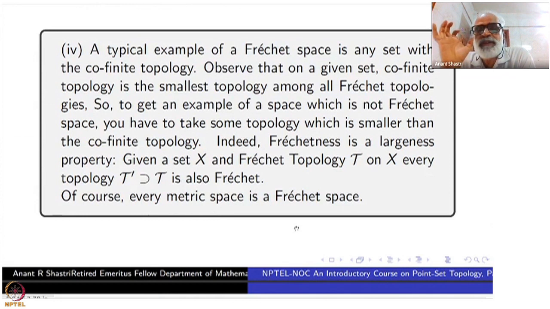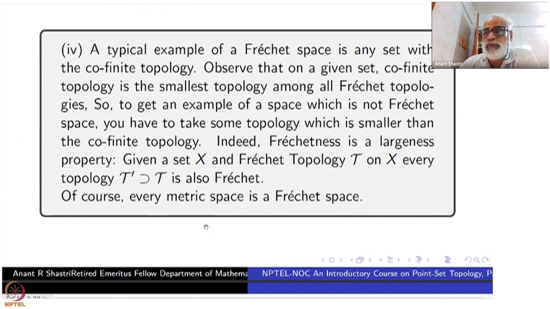Observe that on a given set, the co-finite topology is the smallest topology among all Fréchet topologies. That's why I take this as a typical example. So to get an example of a space which is not Fréchet, you have to take some topology which is smaller than the co-finite topology. Indeed, Fréchetness is a largeness property. Once some topology tau is Fréchet, if tau prime is a larger topology than tau, that will also be Fréchet. It's very easy because singleton sets are closed in tau, so they will be closed in tau prime also. If something is closed here, it is closed there; if something is open here, it is open there. That is the meaning of that.